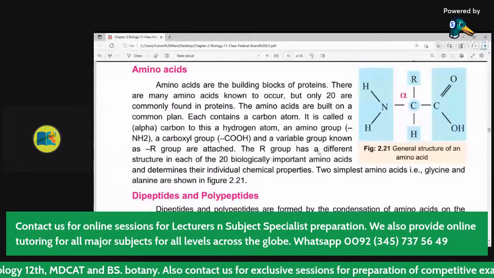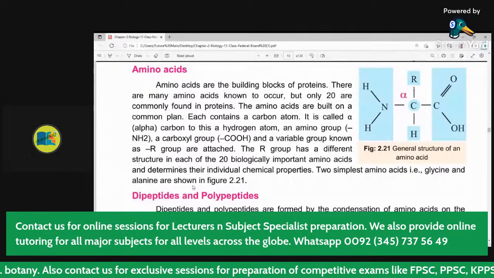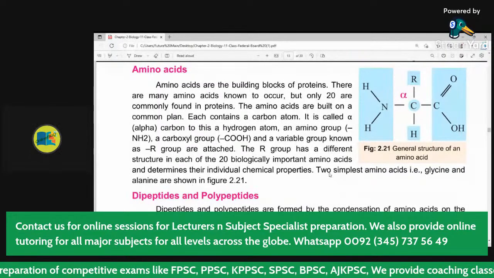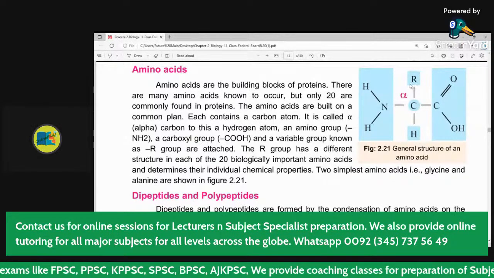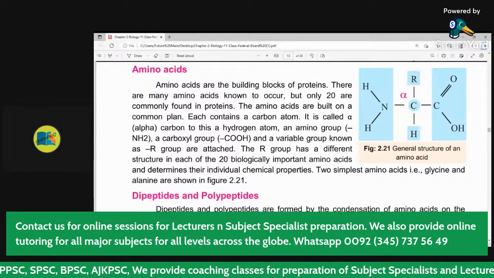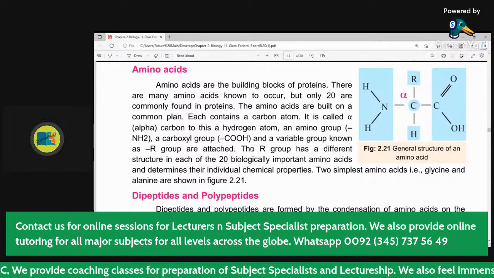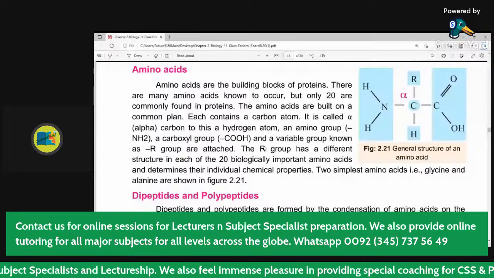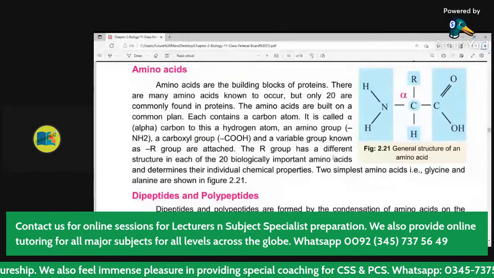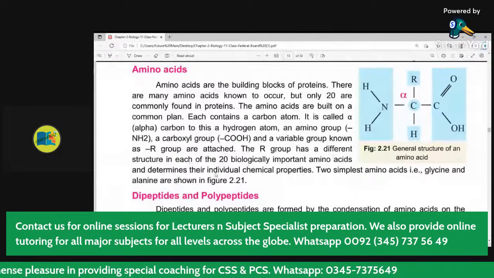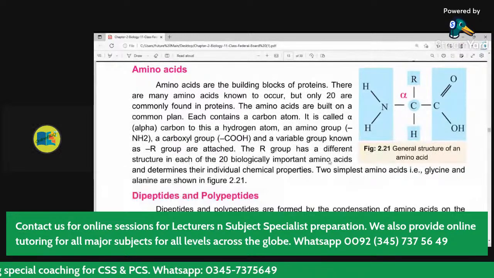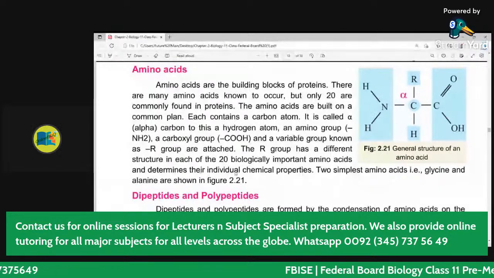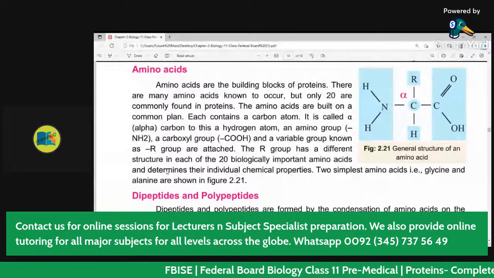The R group, also known as the side chain, has a different structure in each of the 20 biologically important amino acids. This R group determines their individual chemical properties.